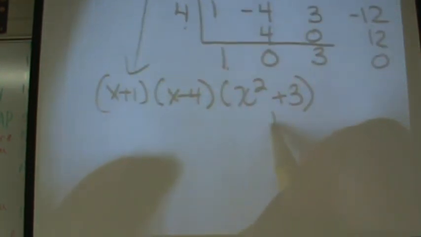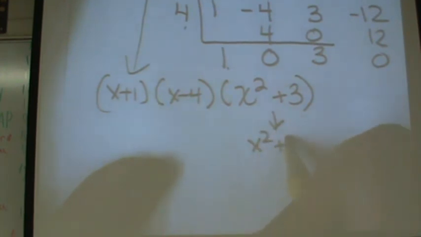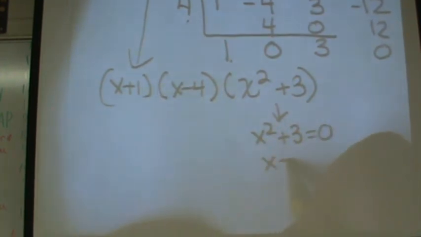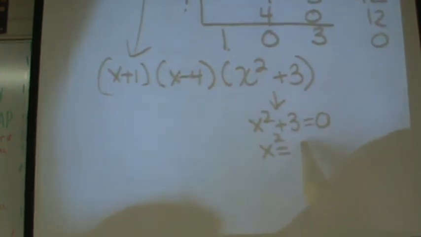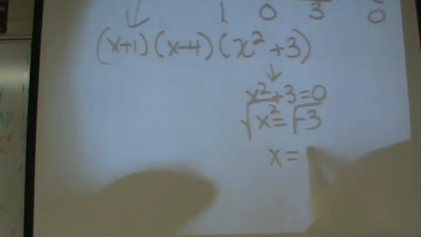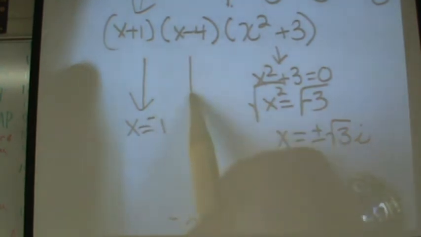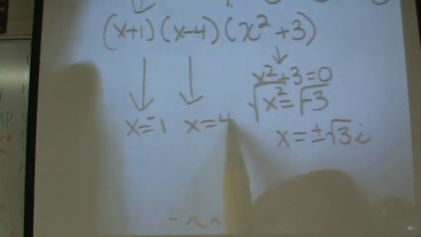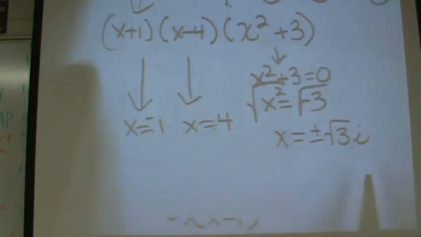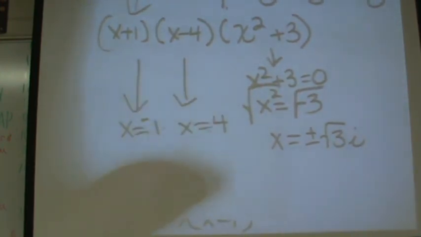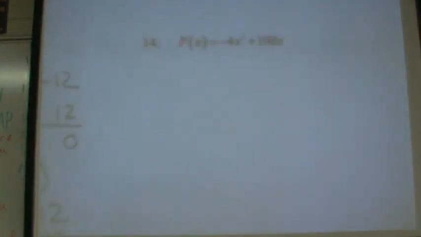Now how do you find these two zeros? You're going to set this equal to 0. You're going to bring over the 3. It becomes a negative 3, square root both sides, and you get plus or minus root 3i. These are imaginary, but negative 1 and 4 are real. These are real and 2 are imaginary. It says find all.